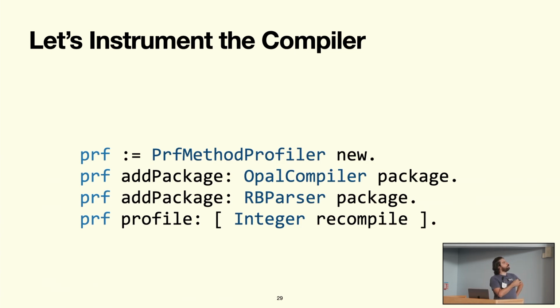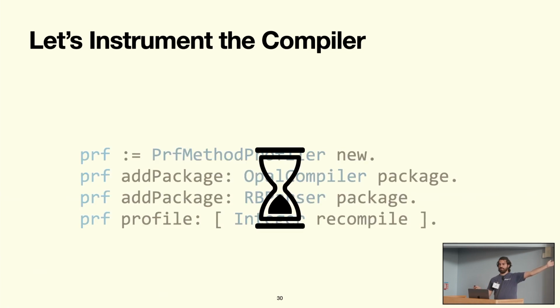So we have a profiler here, and what we are going to say to this profiler is, OK, I want to intercept all the method executions in these packages, in the Opal compiler and the parser. Inside the RB parser package, we also have the AST, so every time that we traverse the AST, we are going to know it. Then we profile something interesting, like recompiling the entire Integer class. All the methods in Integer: I want to know, if I instrument that recompilation, where is the time actually spent. And of course, as soon as I do this, it takes a long time.